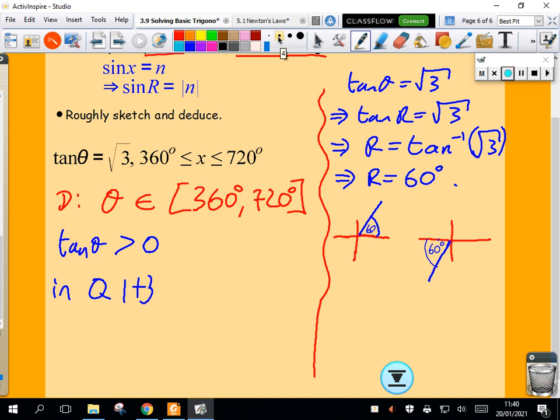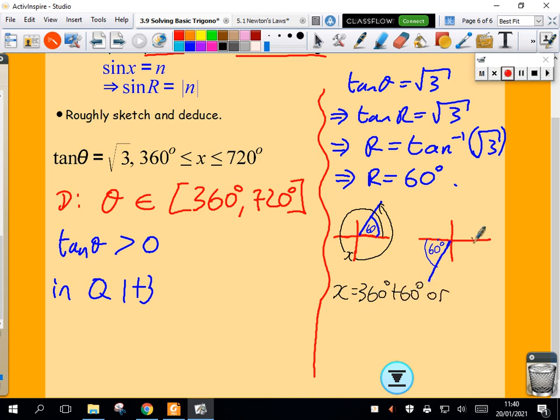So to sketch my angle, note it has to be bigger than 360 and less than 720. So more than one full circle around, but less than 2. So 60 degrees is not going to be one of my solutions. But if I start here, go all the way around, and then back to here, that's going to be my angle. And that is a full 360 plus that 60 degrees.